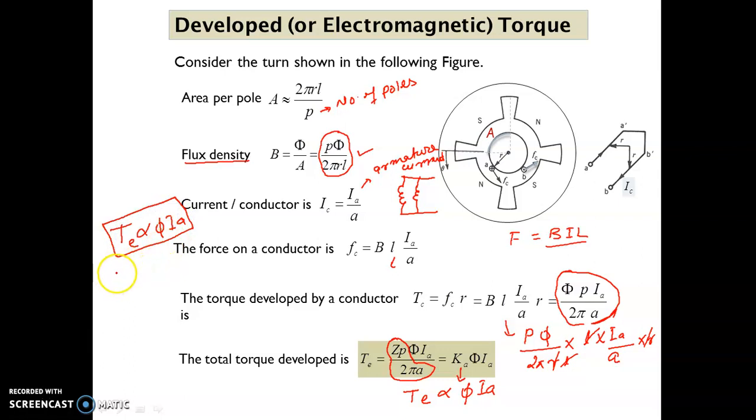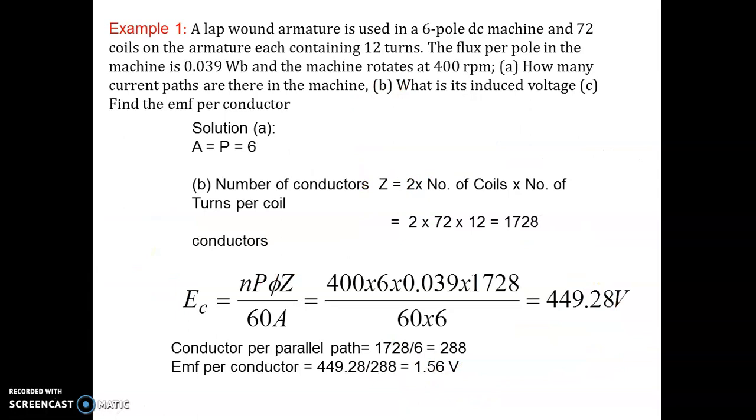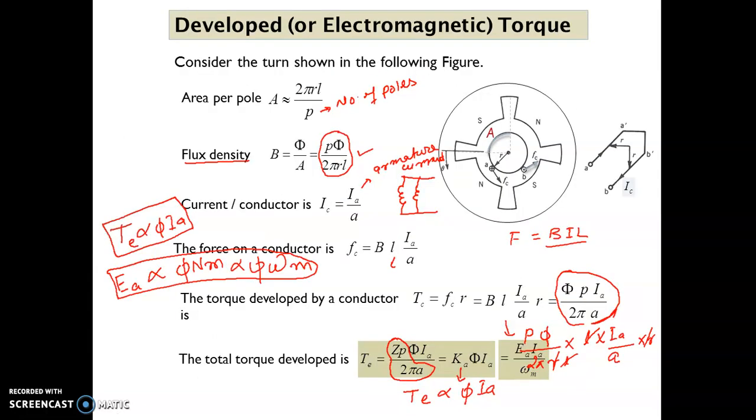Another relation which I have discussed and derived is the back EMF, the armature EMF, that is proportional to phi into Nm, or proportional to phi into omega m. These two equations will be very useful for solving the numericals.